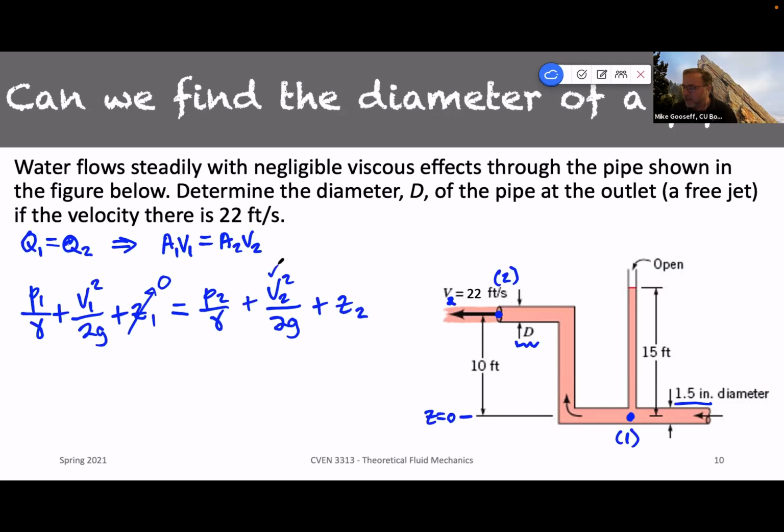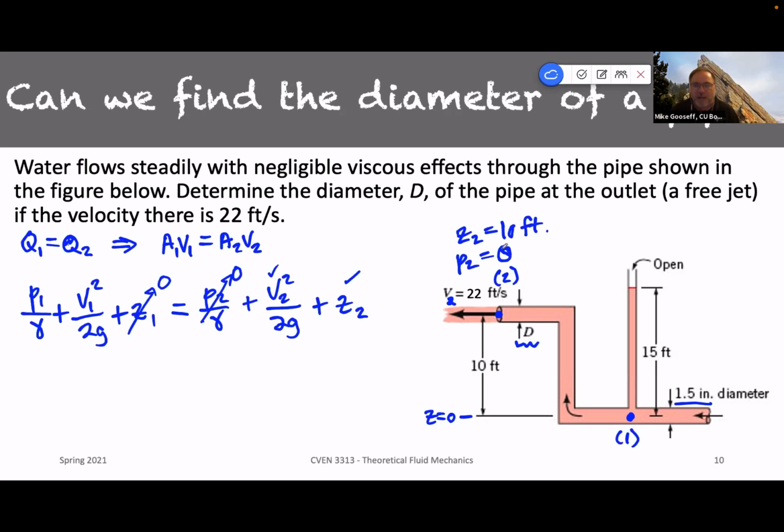We'll get to that. We also note that the difference in elevation from the center of the bottom pipe to the center of the top horizontal pipe is 10 feet. So Z2 is equal to 10 feet compared to Z1 being 0. So we know that. And then the pressure at 2, because it's a free jet, we know goes to 0. So P2 is equal to 0.